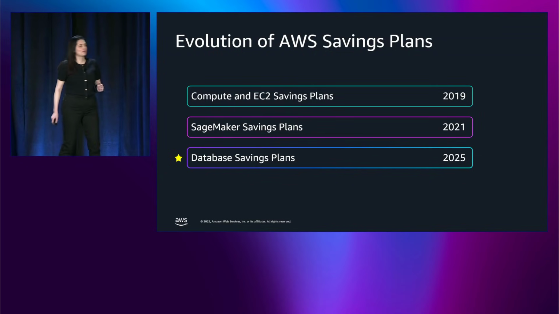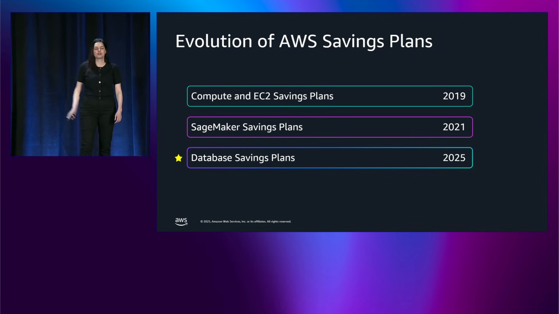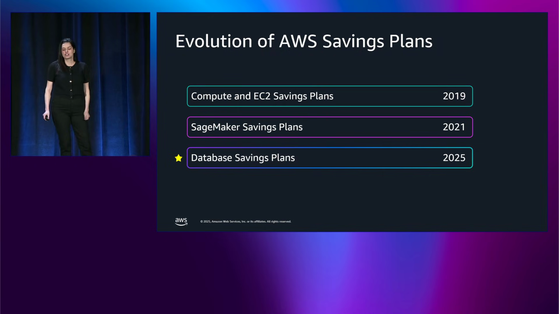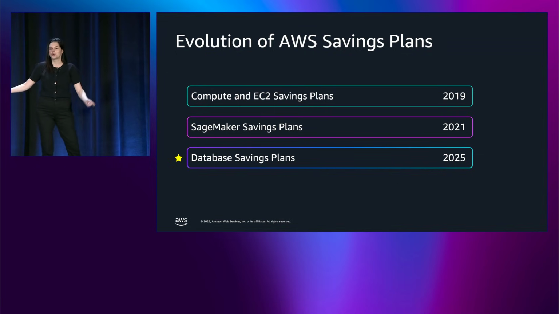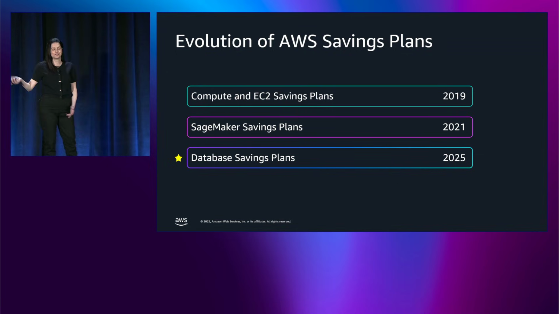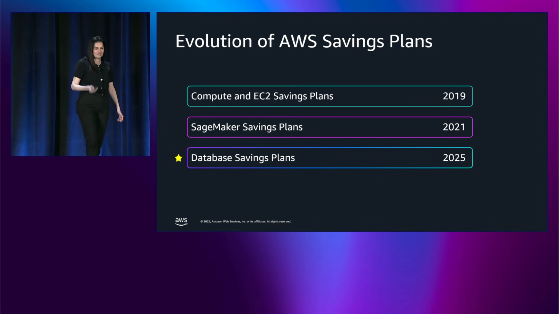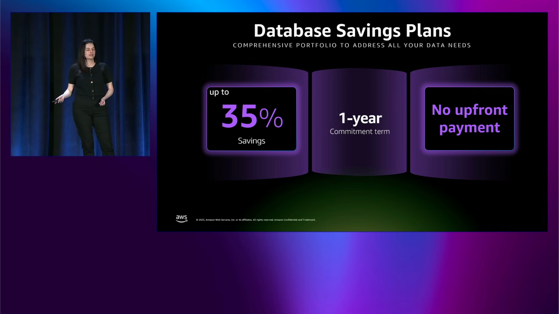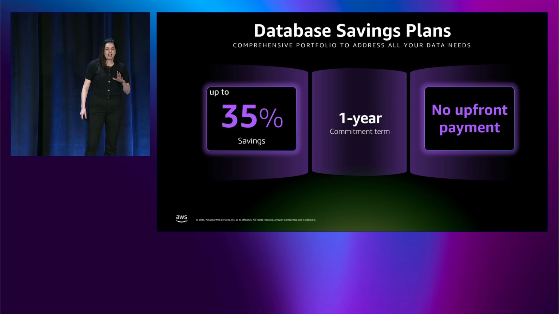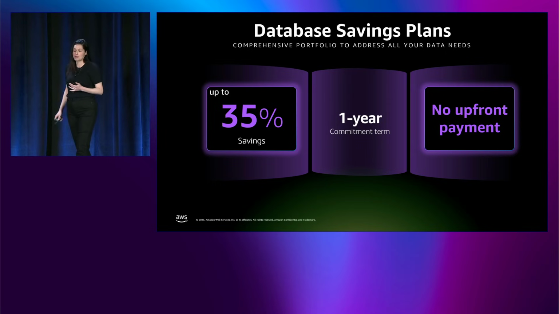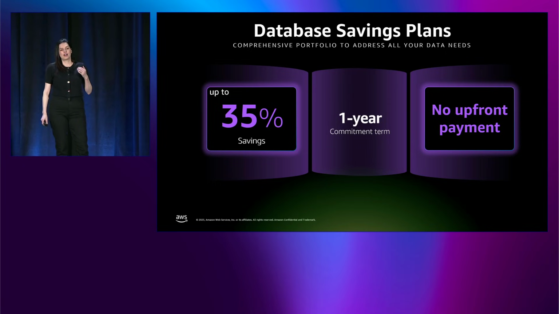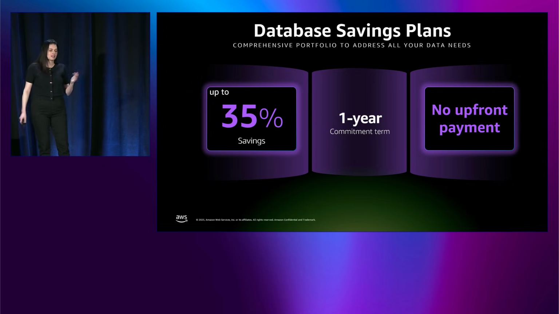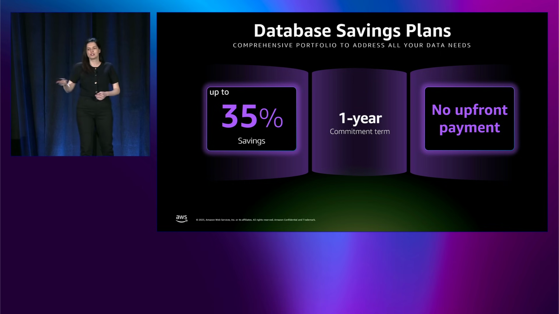A little small history lesson about savings plan. Today, we have all these types in our environment. We launched Compute and EC2 savings plan in 2019. SageMaker came out in 2021. And this week, as I said, we're really proud to introduce database savings plan, so 2025. The database savings plan gives you up to 35% discount. It's a 1-year commitment, and it's no upfront cost, no upfront payment, which means that you're going to pay for this on a monthly basis. It's very easy. All this information is also in the UI, so you really don't have to memorize it. The UI will guide you through the purchase experience.